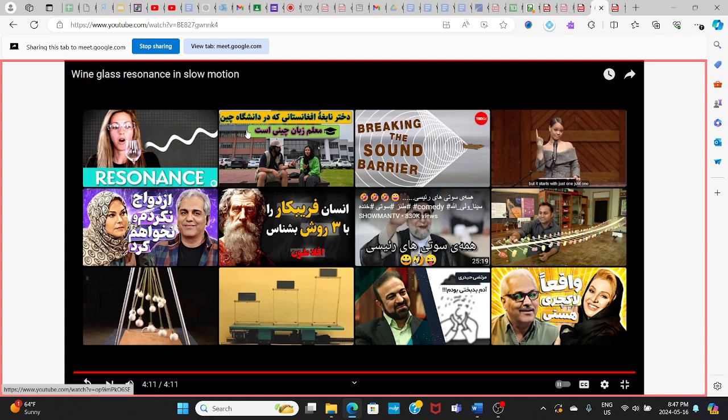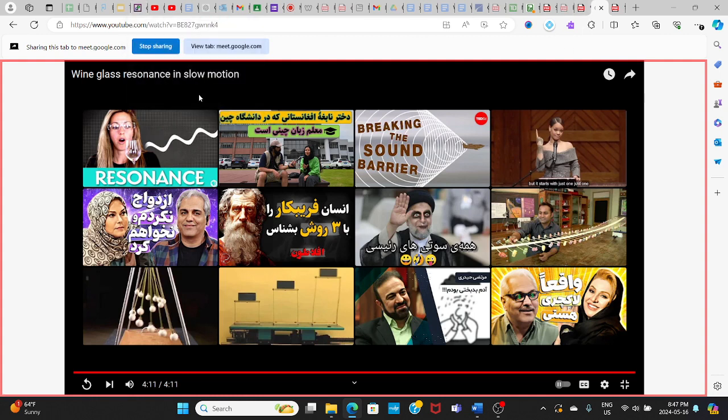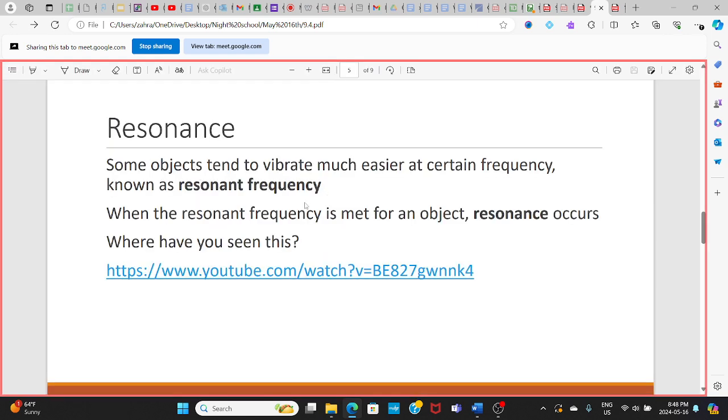Hmm. So that was resonance. When they put in the vibration, if it's resonating with the natural vibration of the glass, it becomes bigger and bigger until it breaks, right? So that was a nice demonstration of the resonance frequency. When the resonance frequency is met for an object, resonance occurs.